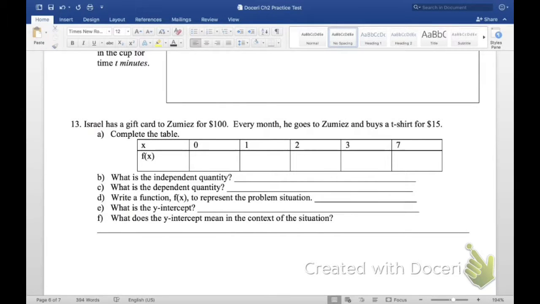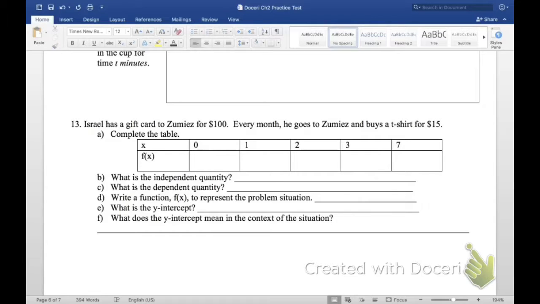Question 13. Israel has a gift card to Zoomies for $100. Every month he goes to Zoomies and buys a t-shirt for $15. Complete the table. Okay, so let's look at what's our independent variable, what's our dependent variable.